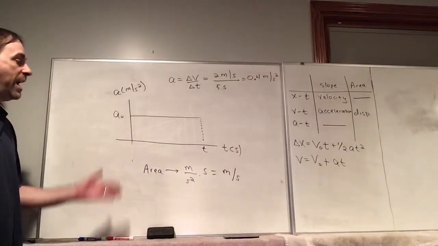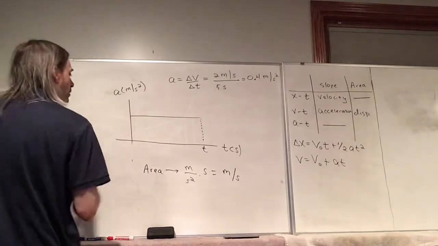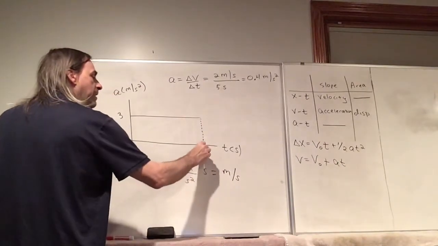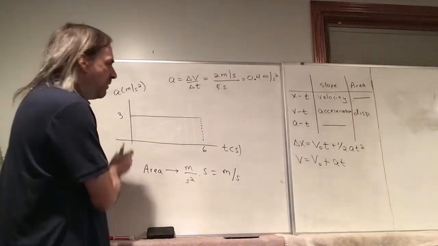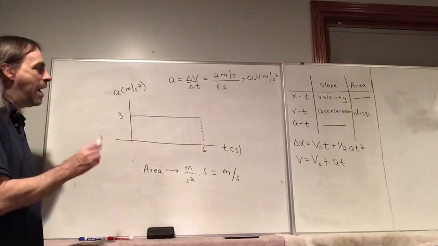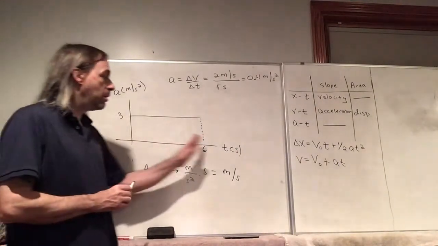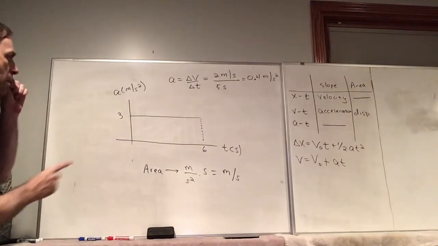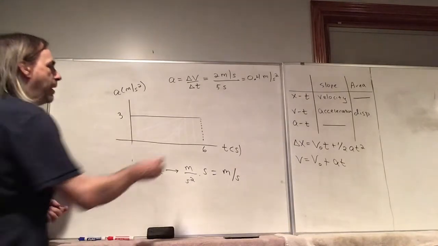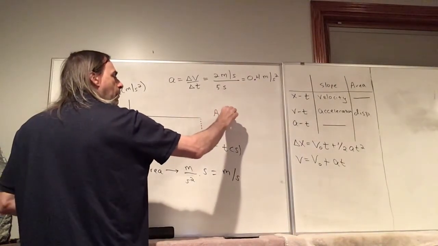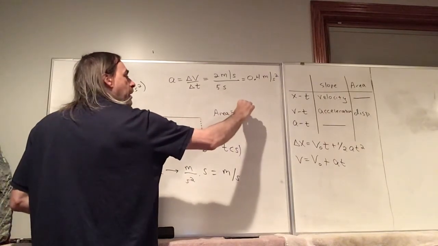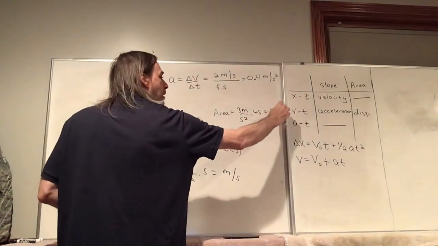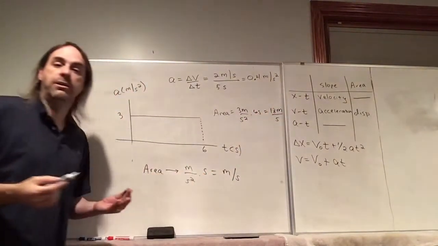Because if I ask you, let's put numbers here. Let's say this is 3 meters per second squared, and this is 6 seconds. With this information, do you know how fast this object is moving after 6 seconds? And the answer is definitely no. Real quickly, let's calculate the area anyway. We have 3 meters per second squared times 6 seconds. So that's 18 meters per second. That's something related to velocity.